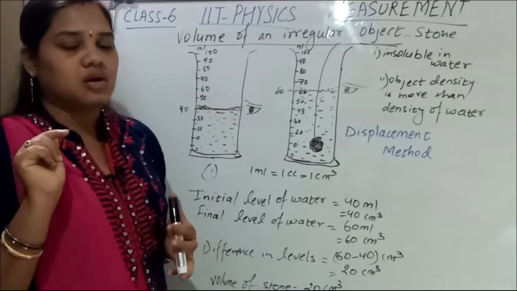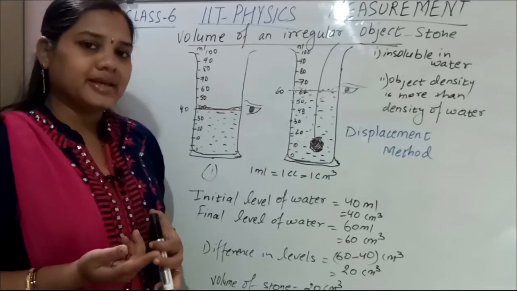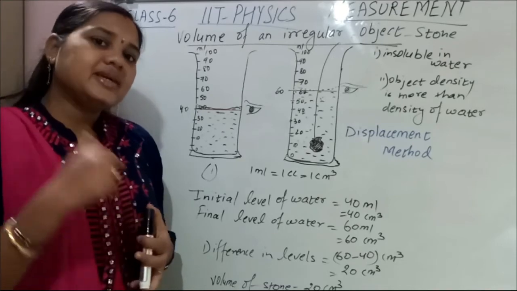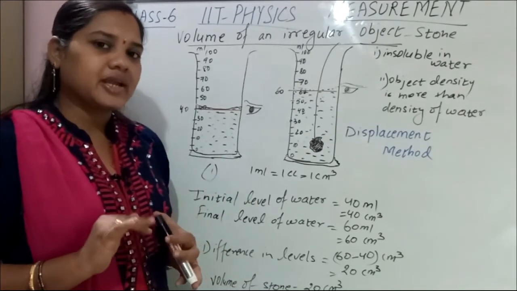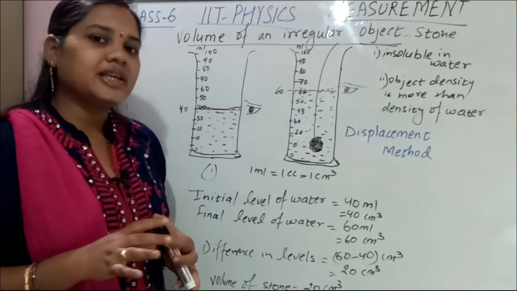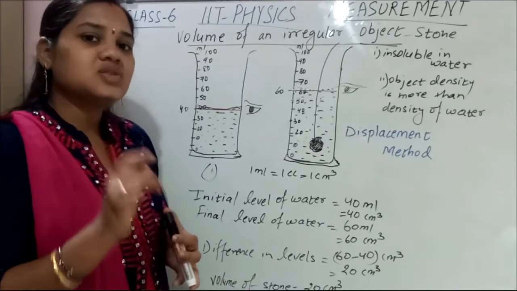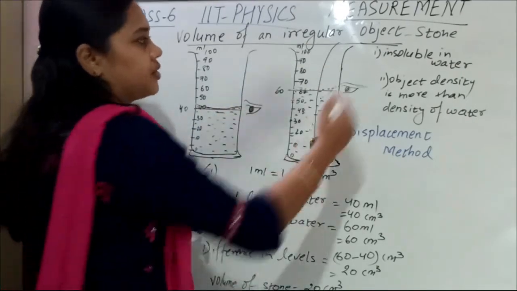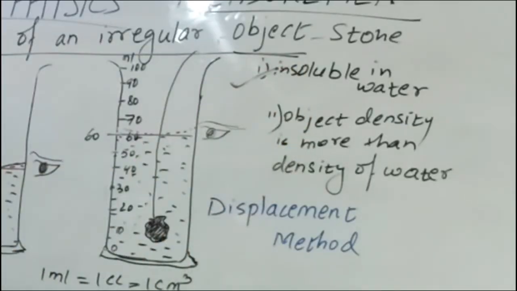You have to use that liquid in which the object is insoluble. You can take other liquids like kerosene or spirit, any liquid other than water. You have to take such a liquid in which that object is insoluble. Clear? So this is solved now. Here the stone is insoluble, but if the object is soluble, what do you have to do?